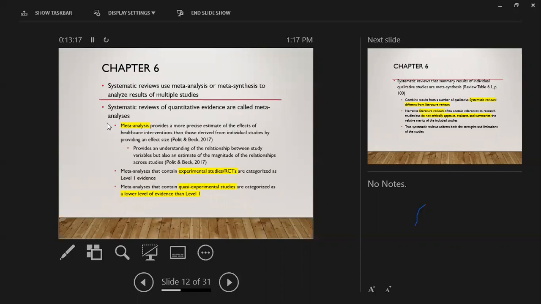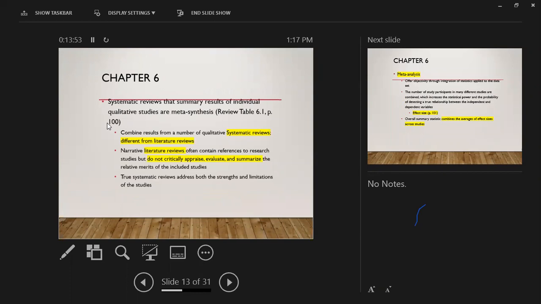If you go back and consult the appendix, an experimental study with randomized control is categorized as level one. Therefore, if you find an experimental study with randomized control, that's level one. And if you find a meta-analysis that contains these, it is also level one. But if the meta-analysis has quasi-experimental studies, it is level two. Okay, you have to differentiate.